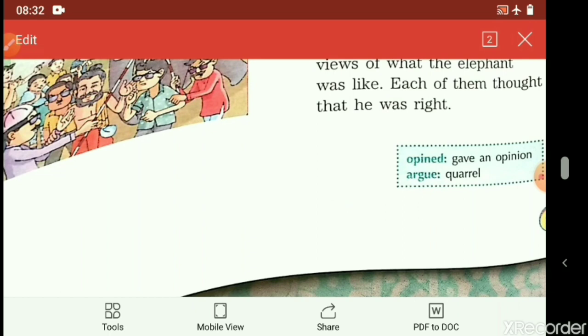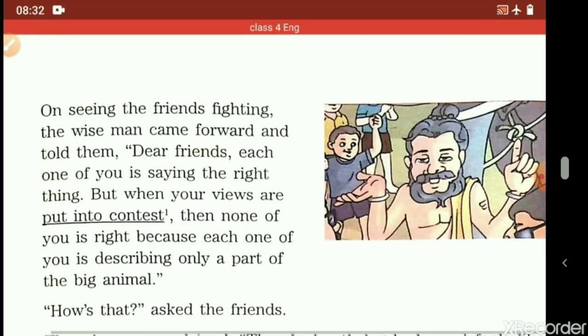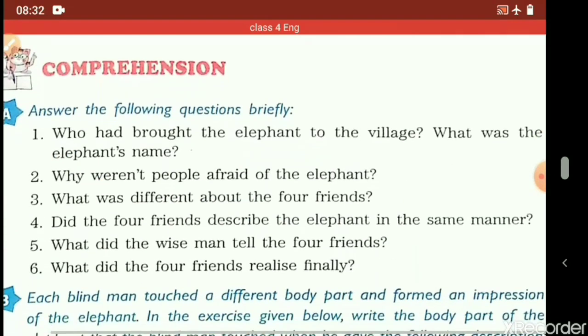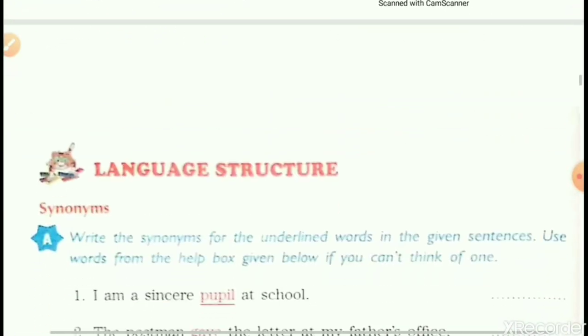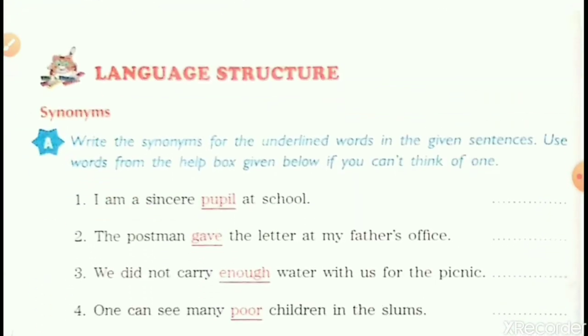Now, fourth word is appreciate. I appreciate your help very much. And appreciate means praise. Fifth word is eager. The students were eager to know their result. And eager means curious. Now, students, those who have got workbooks, please turn to page number 24.